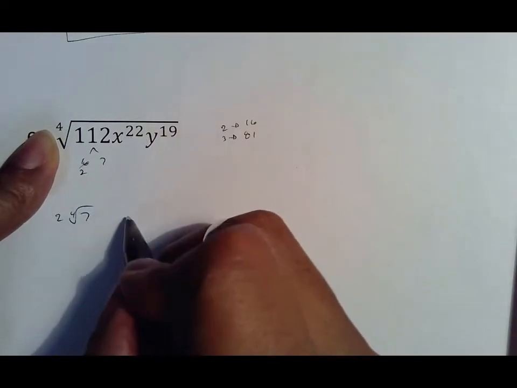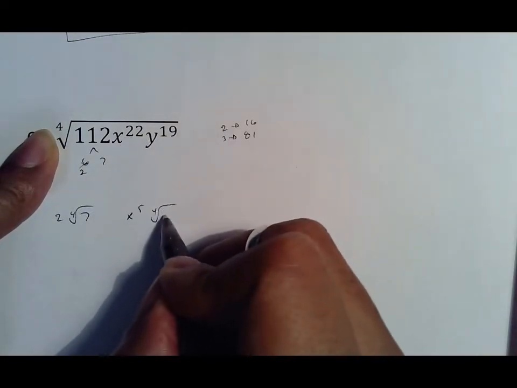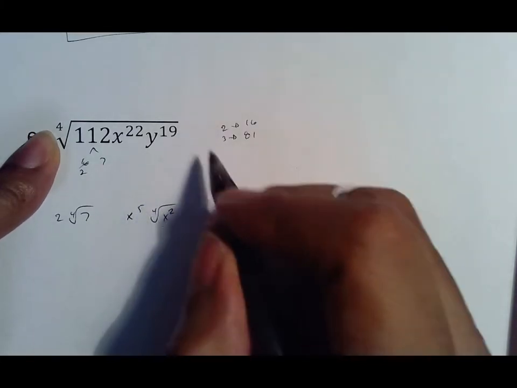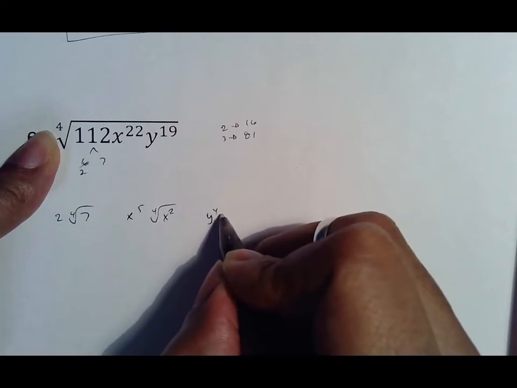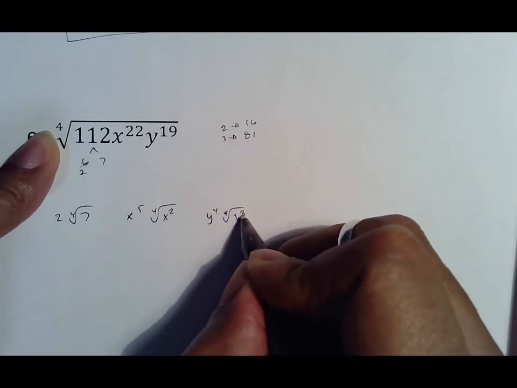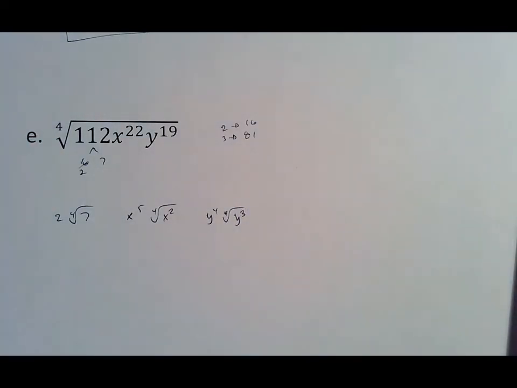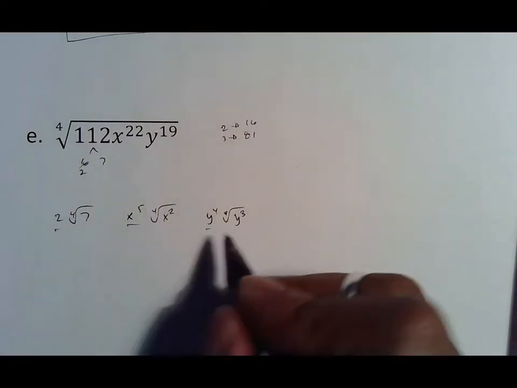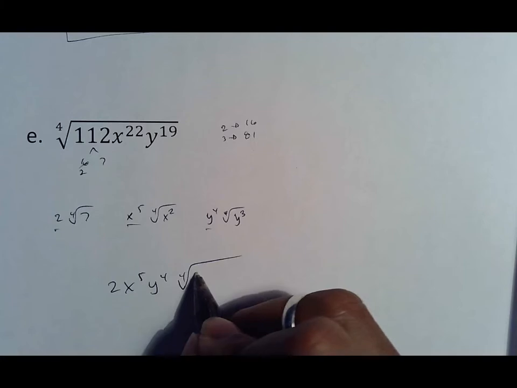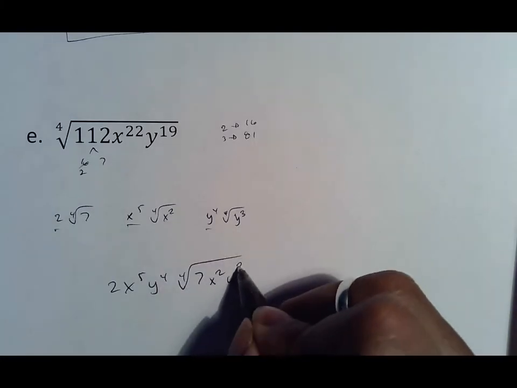4 and 22 goes in 5 times with 2 left over. 4 and 19 goes in 4 times with 3 left over. And I need to check my work, because you might even need absolute values for the inside if that's the case, but I'll check that out and get that back to you at some point, or just remind me in class and I'll be glad to look it up. But either way, we have our 2, our x to the 5th, and our y to the 4th. So 2x to the 5th, y to the 4th, 4th root of 7, x squared, y to the 3rd.